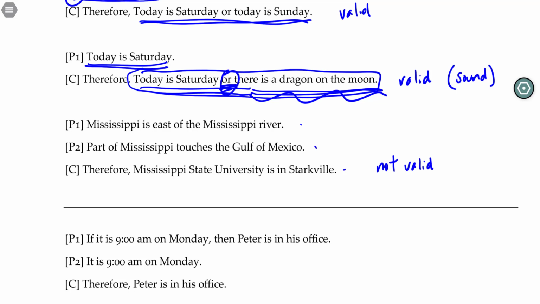And in fact, for this one, it might help you to look at those other 2 definitions of valid that are at the bottom of page 5. I'll just take the main definition we have, which is if the premises are true, then the conclusion has to be true. So if these 2 are true, then does this conclusion have to be true? Well, no. Premises 1 and 2 can be true, and Mississippi State could have been placed somewhere else. So this argument is not valid.